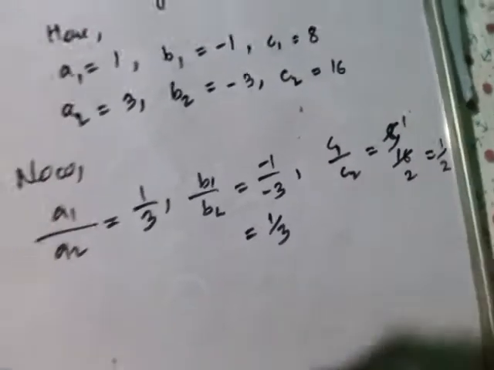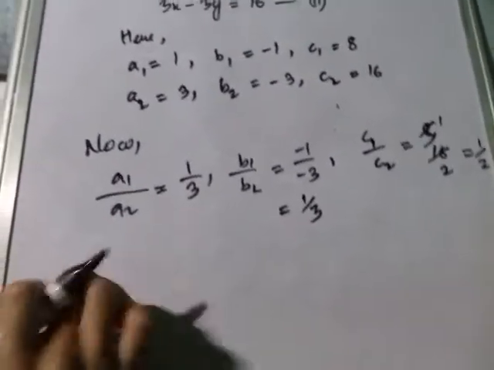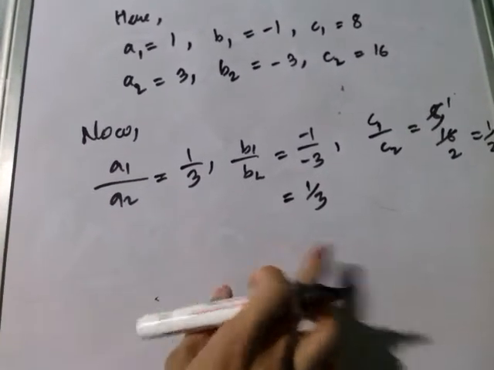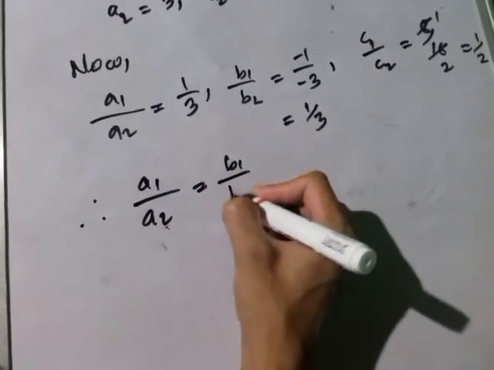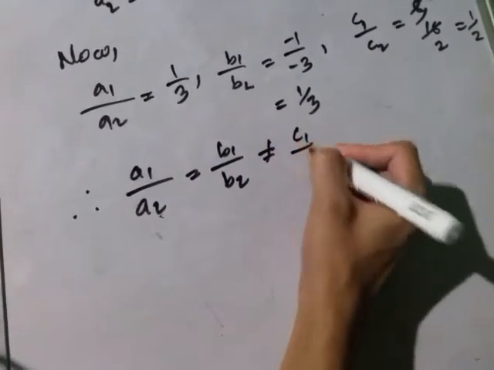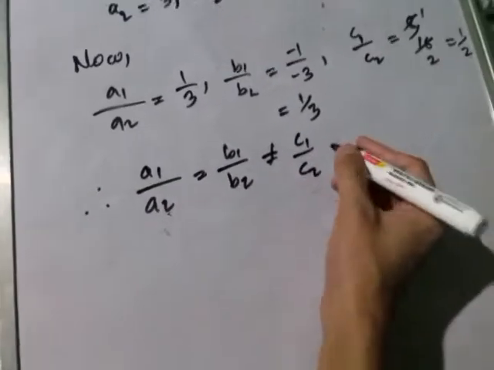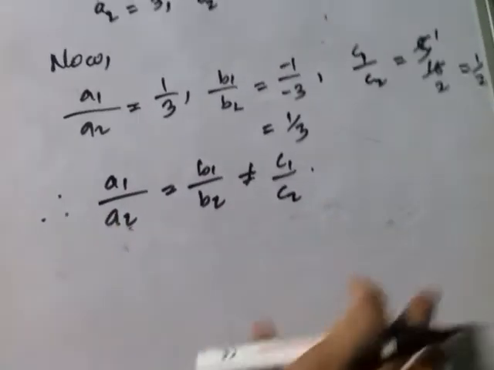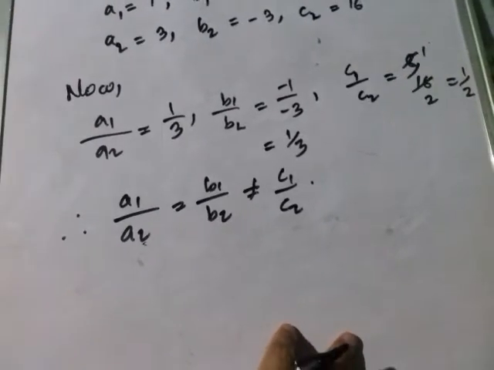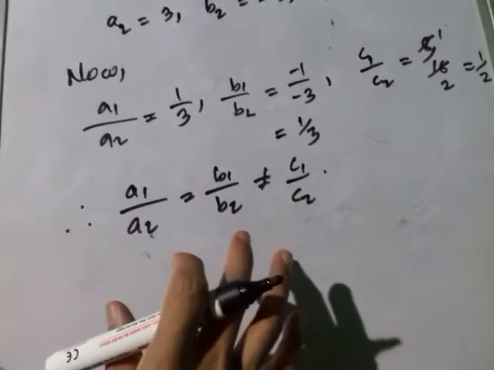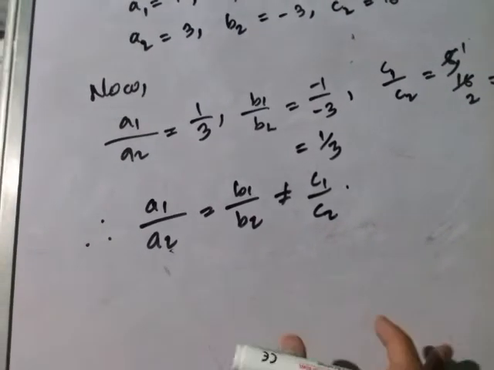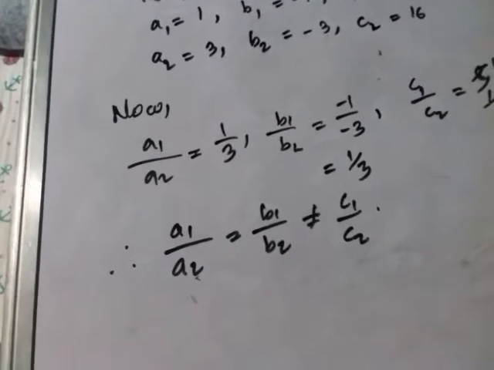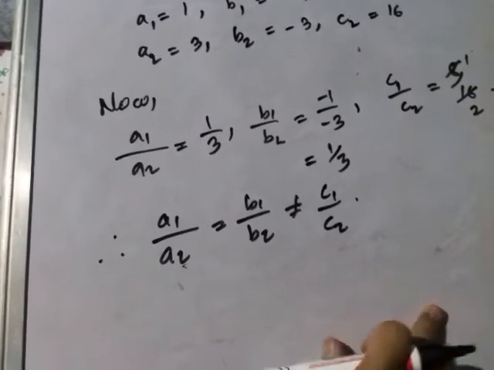1 by 2. Now you see a1 by a2 equals b1 by b2. It's the same, but this is not the same. So you will write here, therefore a1 by a2 equals b1 by b2 is not equal to c1 by c2. If it is not equal, that means it won't be consistent, it will be inconsistent. Since the lines are parallel, it will have no solutions. So we will not go further.